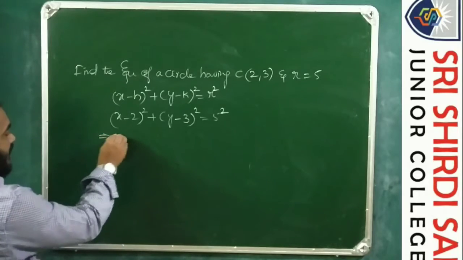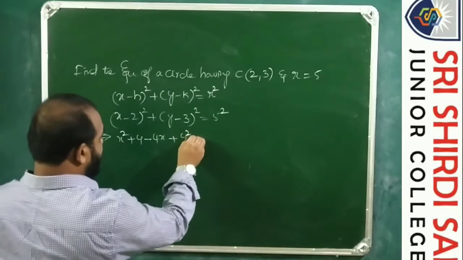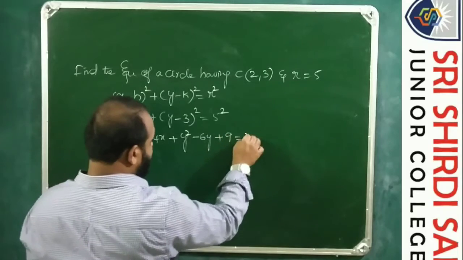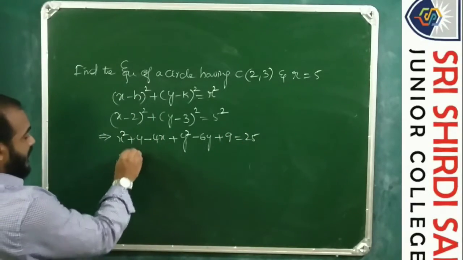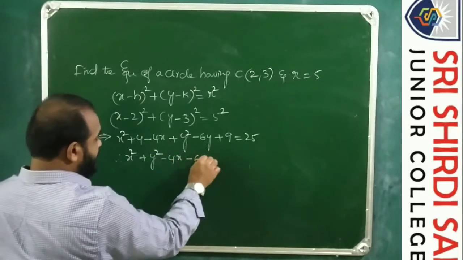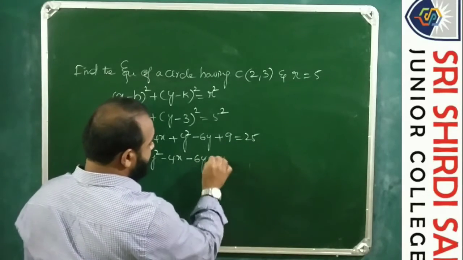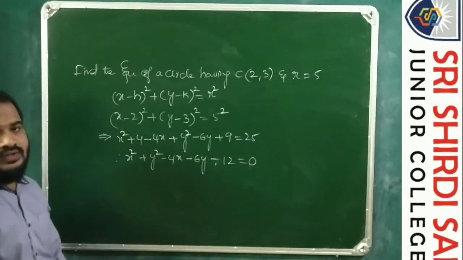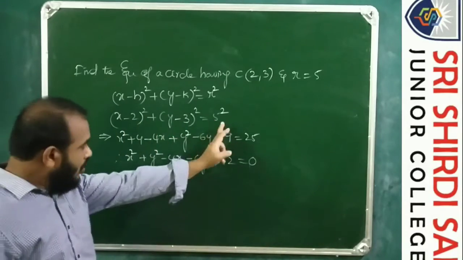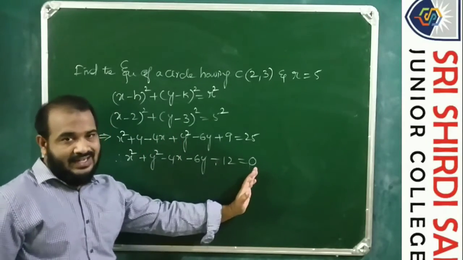So this is x squared, 2 squared is 4, minus 4x, plus y squared minus 2 threes are 6y plus 3 threes are 9 equals 25. Therefore x squared plus y squared minus 4x minus 6y plus 4 plus 9 is 13, minus 25 is minus 12, equals 0. So you may end up the solution with this, or if you further simplify, this is what we will get.